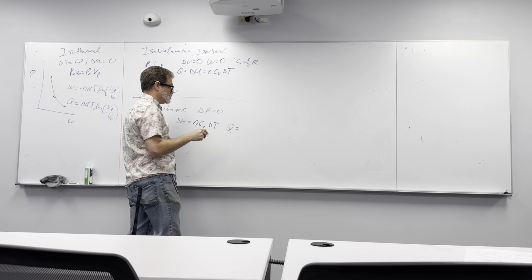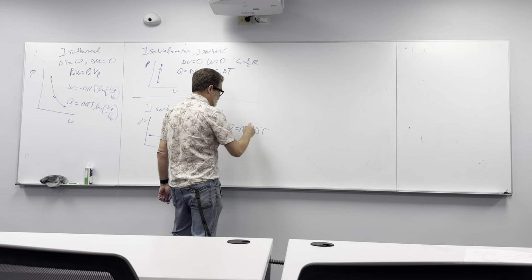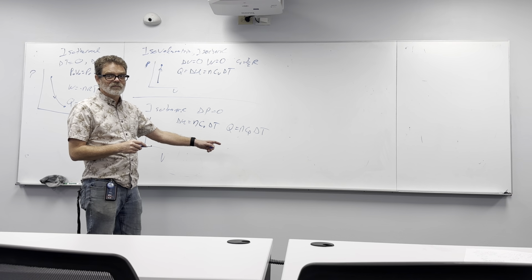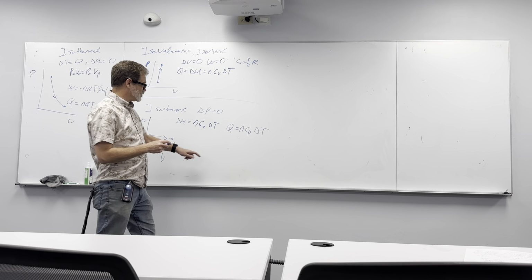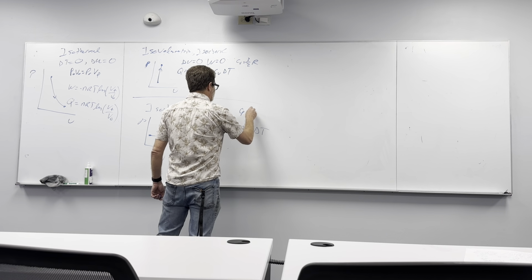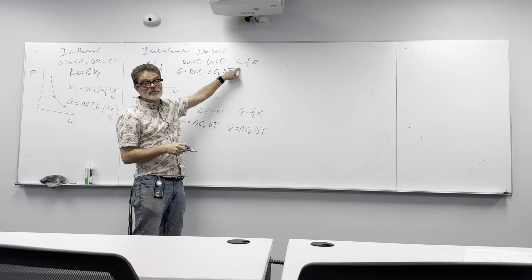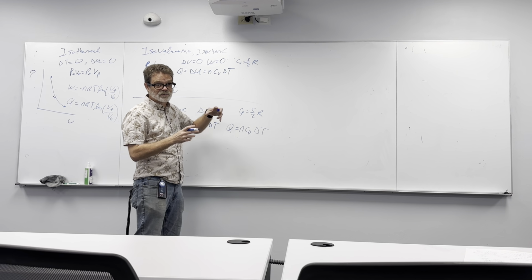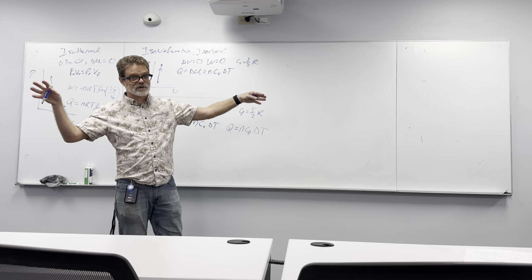Changing delta U plus work, which is CP delta T, right? Remember CP? What's CP? You want to help Matthew? 5/2 R. It's the molar specific heat at constant pressure. This is molar specific heat at constant volume. It's bigger for constant pressure because the gas expands, so it takes more, because the gas is going to release energy to the environment through expansion.